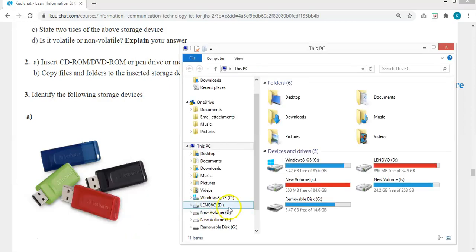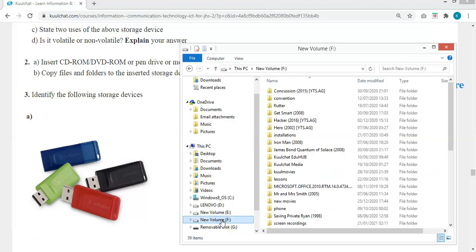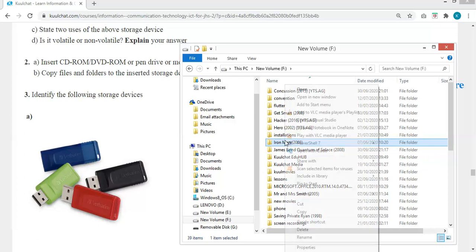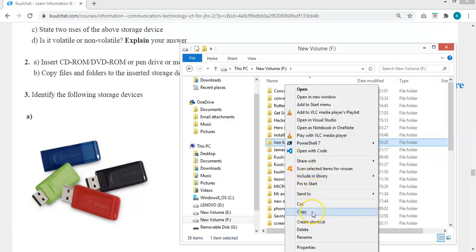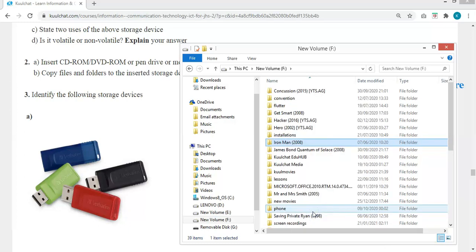If, for example, I want to copy a file here, maybe I want to copy this movie Iron Man, I can copy it. Once you select it, you right click, then you click on copy. Once you click on copy, it copies it.